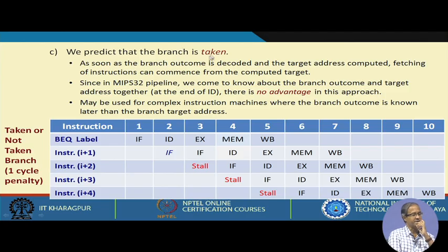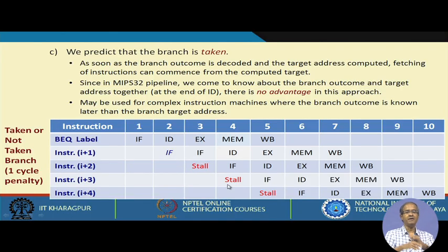So, here the idea is that whenever the branch outcome is decoded and the address is known, that means at the end of ID, fetching of instructions can continue from the target, that means here. So, as I said, for MIPS 32 we know the branch outcome and the target address both together. So, there is no advantage in this approach, because in both cases there is one cycle penalty.